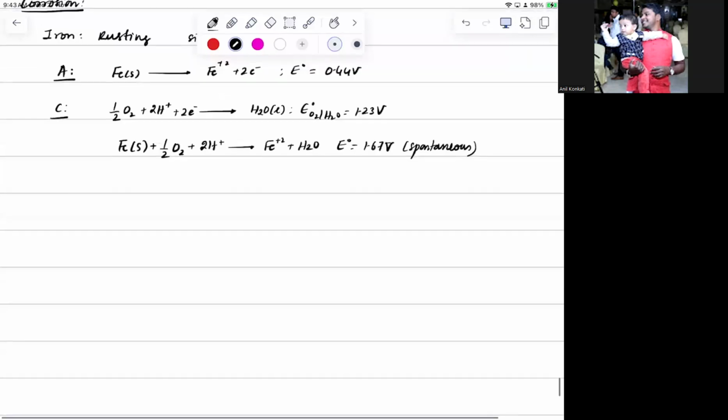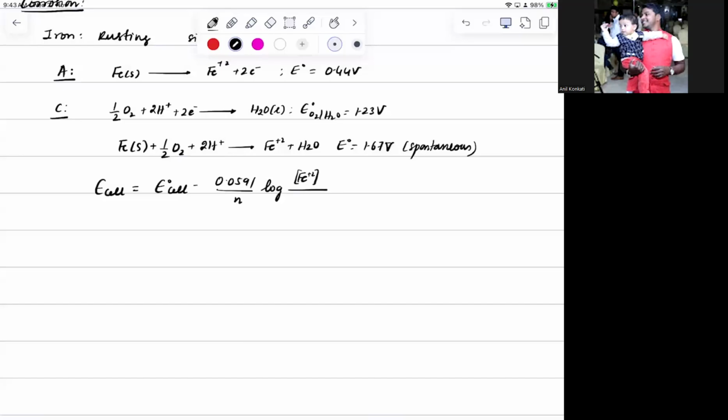So while writing E cell, how do we write? E cell is equal to E naught cell minus 0.0591 by n log of Fe2+ concentration divided by H plus concentration into pressure of O2 power half. So from here you can see that if H plus concentration is increased, or O2 pressure is increased, then E cell value will increase, which means more corrosion can happen. Here more rusting can happen. So at high pressure of O2, you will always get more corrosion.